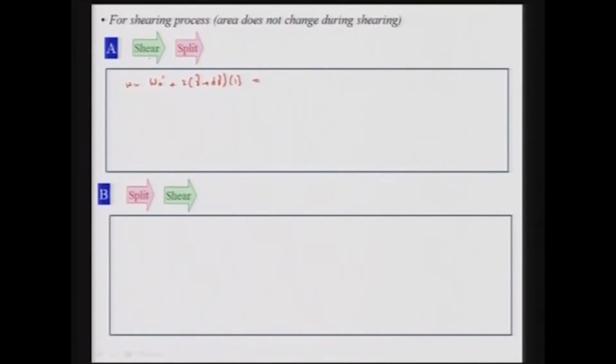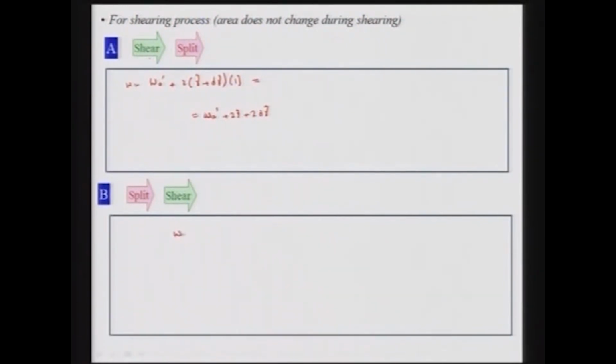So what we get is W naught dash, which is different from the work done by the surface stresses, and this is now the shearing stresses. So we see W naught dash plus 2 gamma plus 2 d gamma. But once we split and shear, what do we see? That we have to do work for splitting it first.